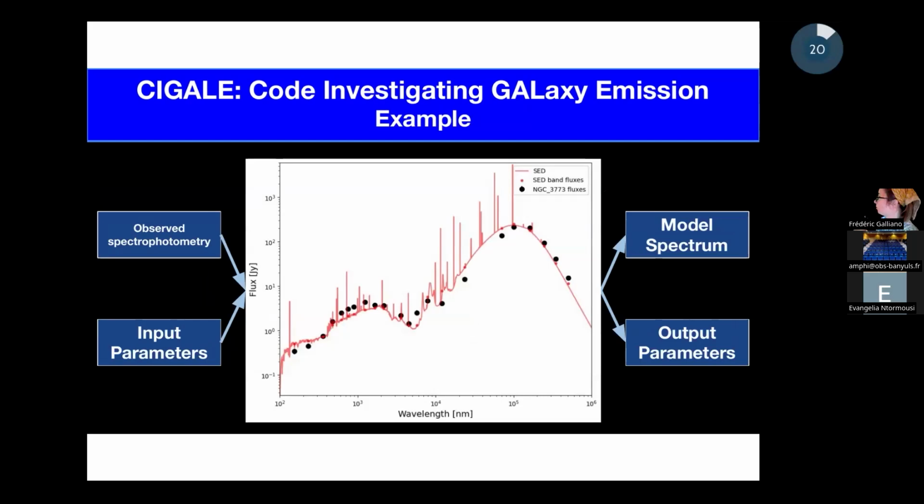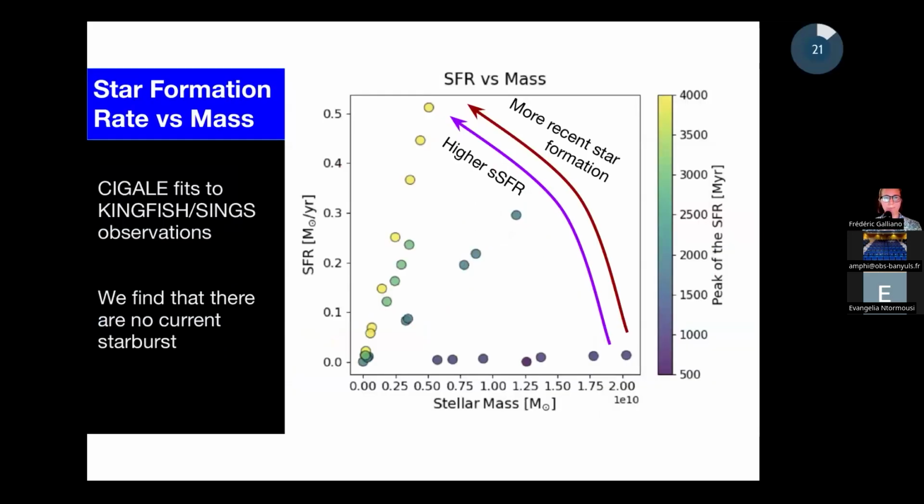Here we provide an example spectrum, so you can see in black the actual observations of NGC 3773. This example is specifically handmade by our group in order to best fit those points, but of course CIGALE uses a more intense iterative technique. You can see how the SED shown in red fits those points and attempts to replicate the observed photometry.